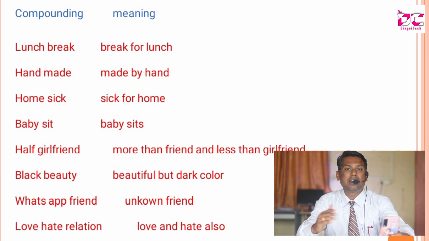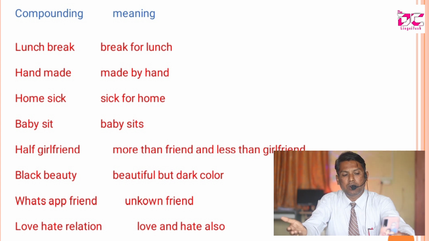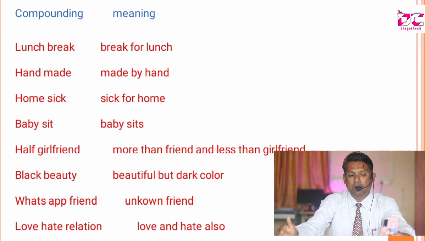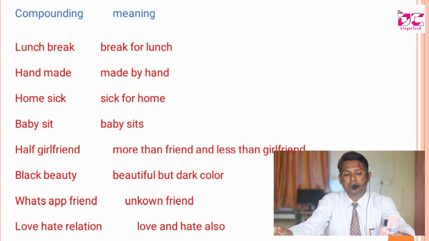Or we say love-hate relations. It is one of the compounds made from two verbs and one noun. Love-hate are the verbs and relation is a noun. So when you say love-hate relations, it means somebody loves and sometimes hates. So both the emotions are available. These are the compounding words. There are many more compounding words we find, but I gave some examples to make you understand.